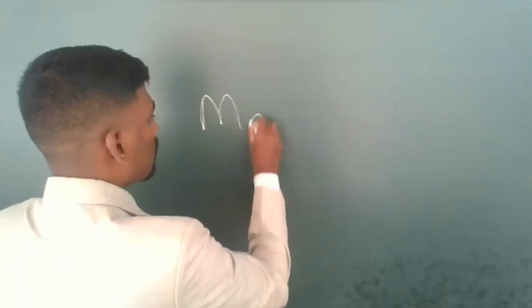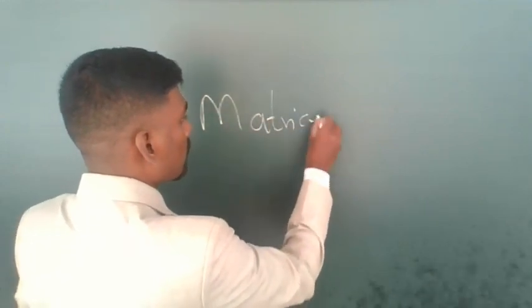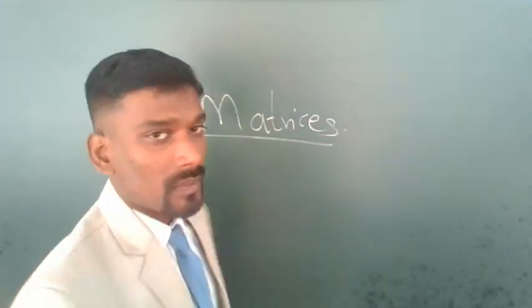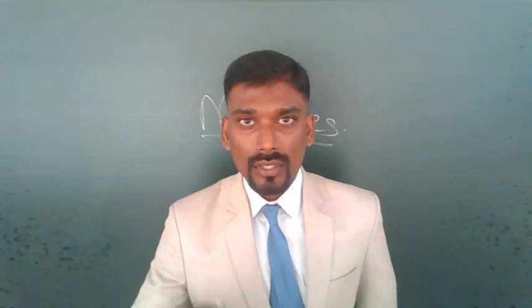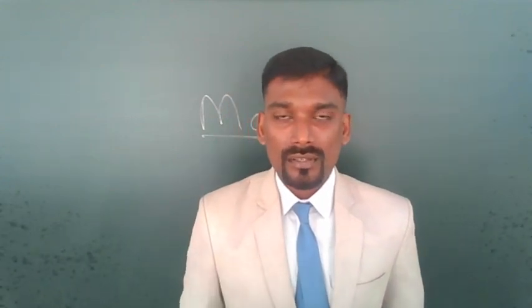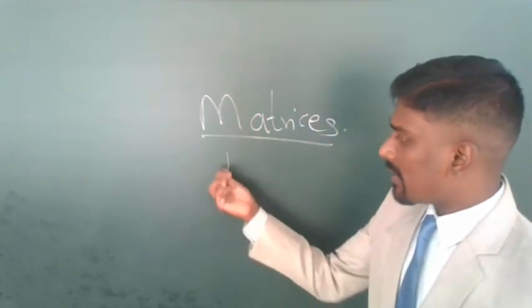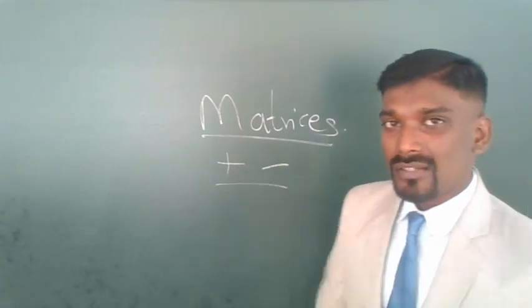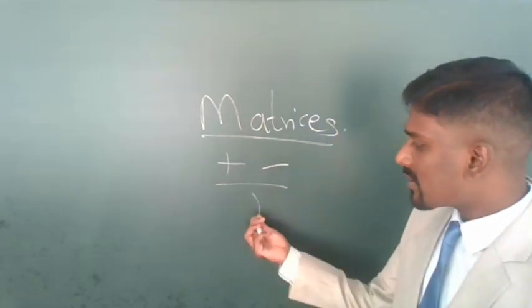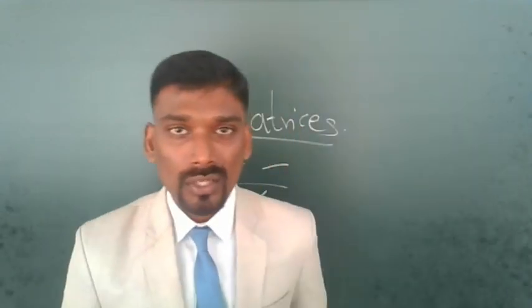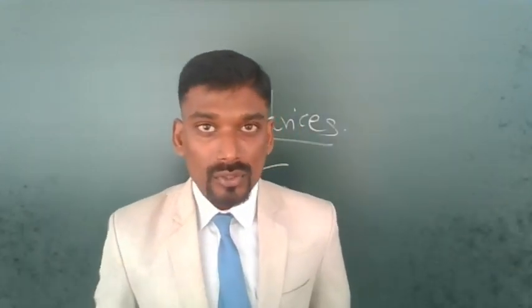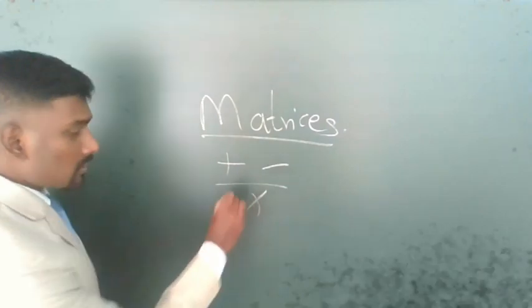What are the mistakes done by you people? First of all, matrices is a very easy chapter, and you can easily score high marks in it. But when it comes to the examination, candidates make mistakes in addition and subtraction, and mistakes in multiplication. They know how to solve it, they know the types of matrices, but most of the time they make mistakes here.